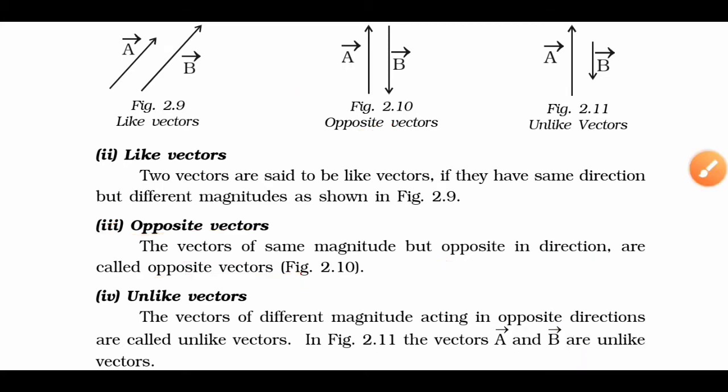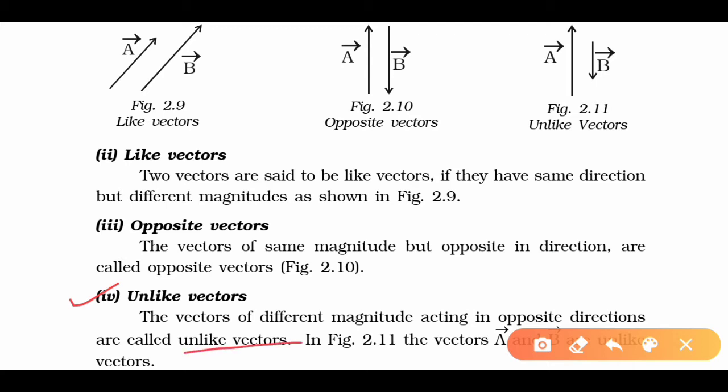Next, unlike vectors. The vectors of different magnitude acting in opposite direction are called unlike vectors, as shown in the figure. So in figure 2.11, vector A and vector B have different magnitude and they are acting in different directions, or we can say opposite directions. So these vectors are unlike vectors.